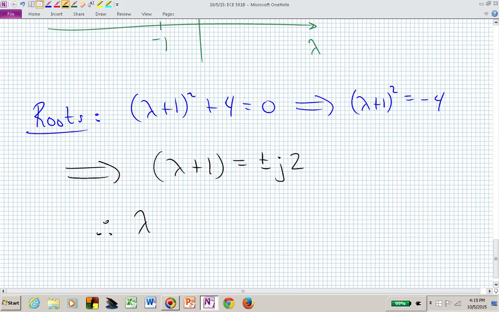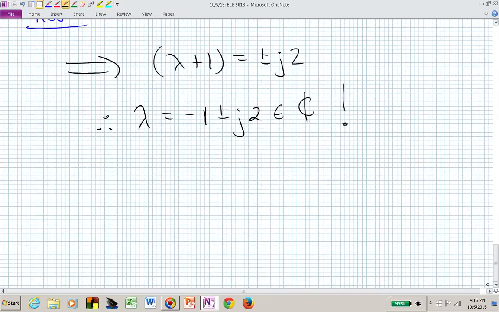If I now subtract 1 from both sides, I see that lambda is -1 plus and minus j2, which is a complex number, or those two are in C, and consequently we do not have real eigenvalues for this particular matrix C, which was [-1, 2; -2, -1].